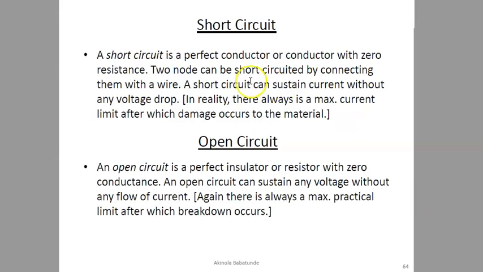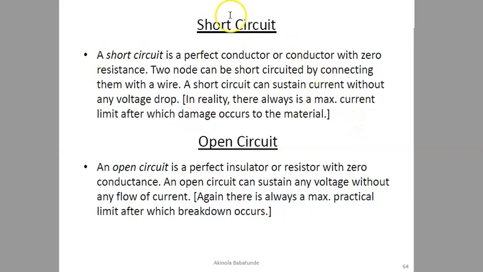Okay, we will quickly talk about short circuit. A short circuit is a perfect conductor or a conductor with zero resistance. Two nodes can be short-circuited by connecting them with a wire. A short circuit can sustain current without any voltage drop. In reality, there always is a maximum current limit after which damage occurs to the material.